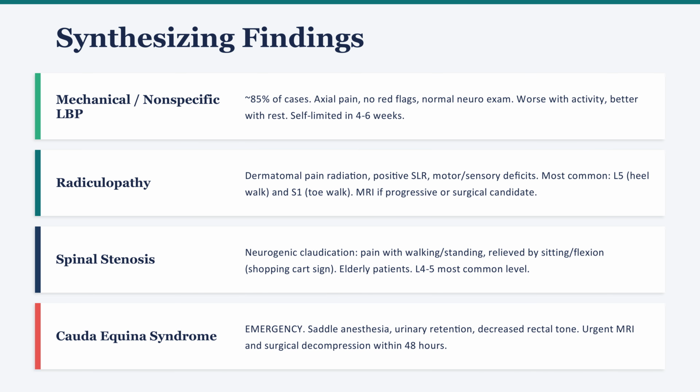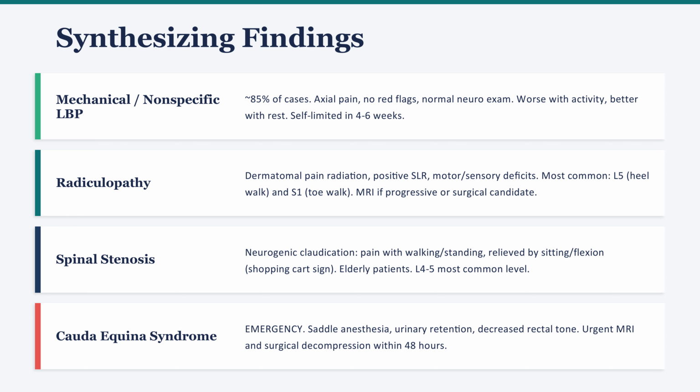The key to synthesizing your findings is pattern recognition. The most common pattern, accounting for about 85% of cases, is nonspecific mechanical low back pain. These patients have axial pain without red flags, a normal neurologic exam, and pain that worsens with activity and improves with rest. Most will improve within 4 to 6 weeks with conservative management, including NSAIDs as first-line analgesics, activity as tolerated, and avoidance of prolonged bed rest.